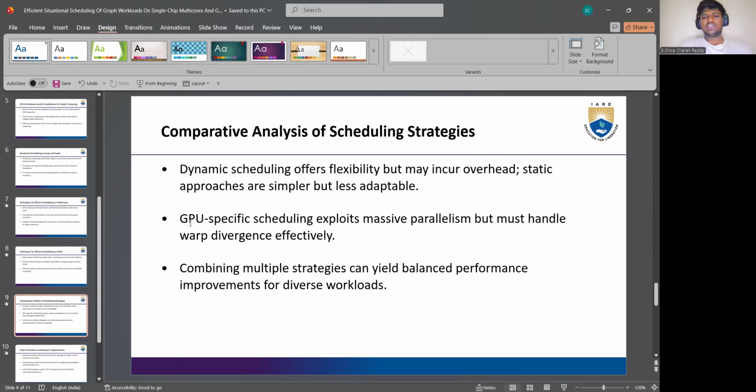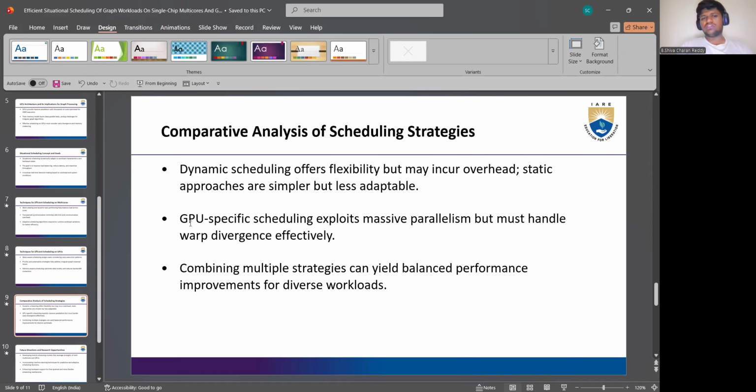Comparative analysis of scheduling strategies. Dynamic scheduling offers flexibility but may incur overhead. Static approaches are simpler but are less adaptable. GPU-specific scheduling exploits massive parallelism but must handle warp divergence effectively. Combining multiple strategies can yield balanced performance improvements for diverse workloads. So in this comparative analysis, we see that dynamic scheduling offers flexibility, but it may have overhead. We must consider the overhead when we use dynamic scheduling in the name of flexibility. Overhead may be an issue too.